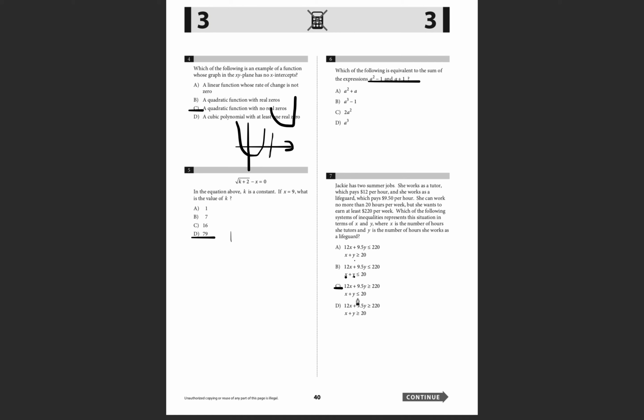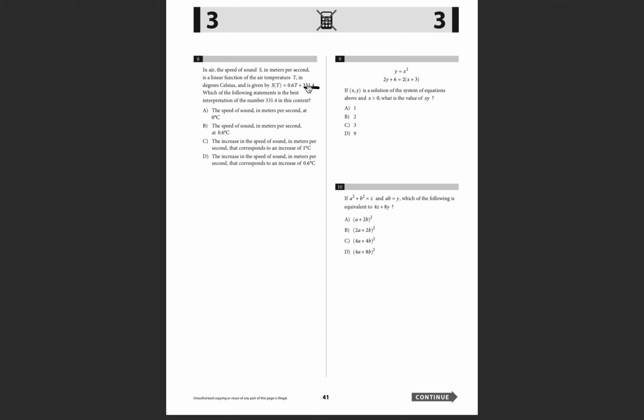Number 8, it asks for the meaning of this number, and from the context we know s is the speed of the sound, and this is in relation to T, which is the temperature. So if we plug in T equals 0, we get S0 equals this number, which means when the temperature is 0, the speed is this number, which corresponds to number 1.